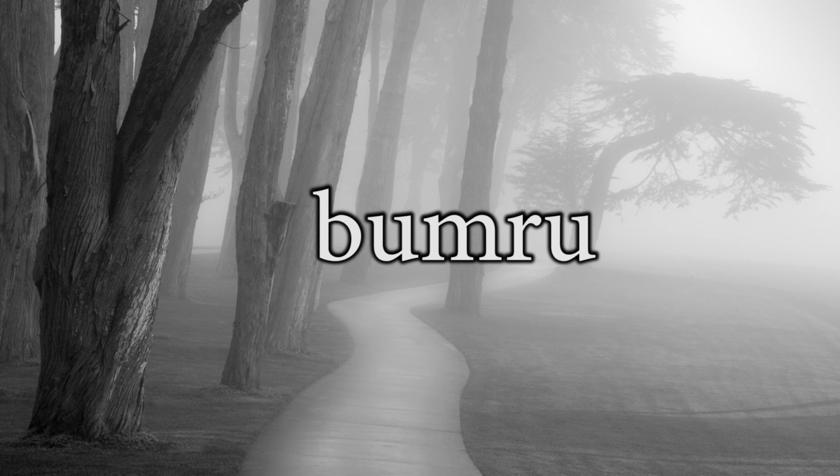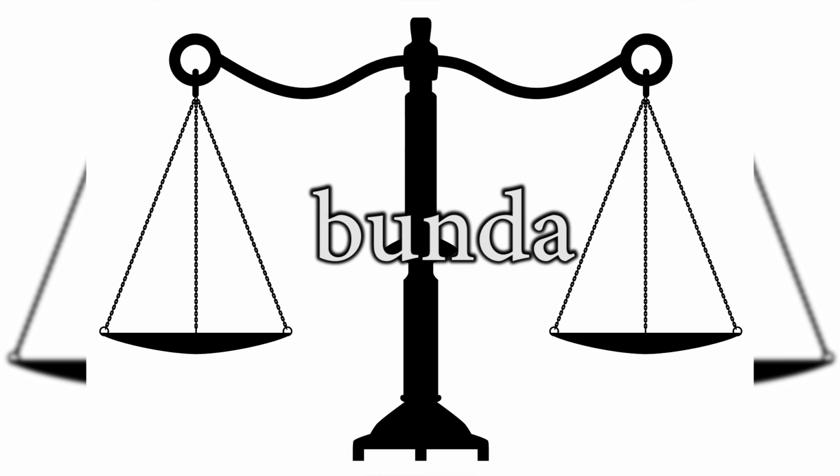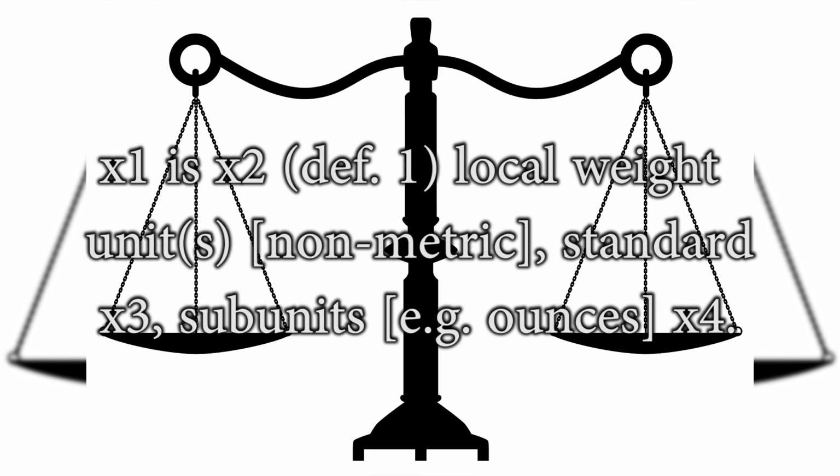Bumru. X1 is foggy, misty, or covered by a fog, mist, or vapor of liquid X2. Bunda. X1 is X2, default 1, local weight units, non-metric, standard X3, subunits, for instance, ounces, X4.